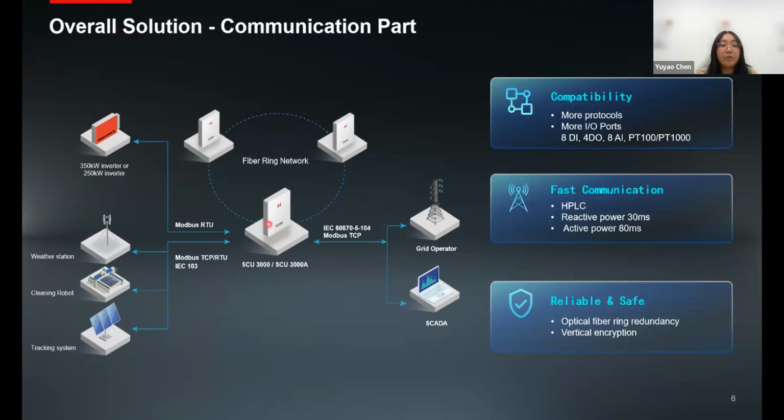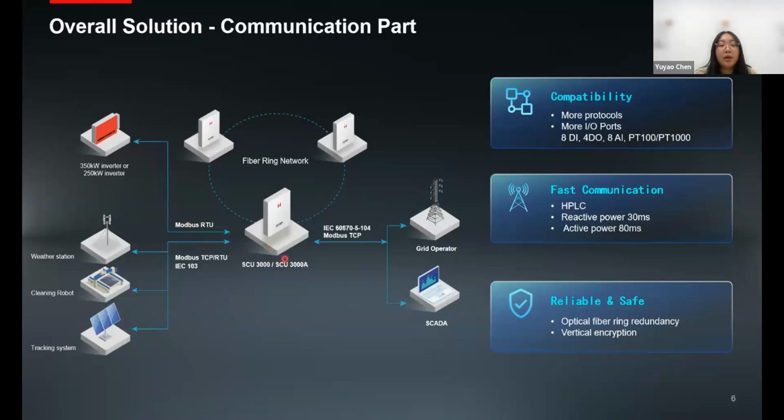And then from the left part, the data and information can be collected from the PV area. Of course, we collect them from our inverters. In utility plants, it will be the 350 inverters or our classic 250 inverters. And also some third-party devices, like the weather station, tracking system, or the transformer station. The protocol here will mostly be Modbus RTU.